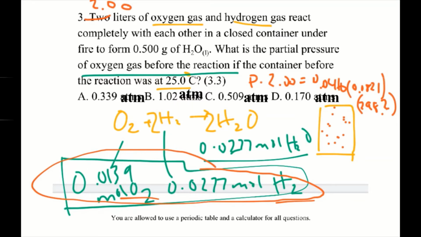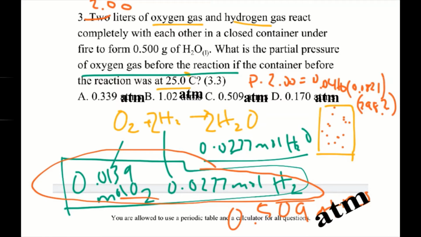So now that we have this, let's just solve for P. 0.0416 times 0.0821 times 298.2, divided by 2. And we get that the total pressure is 0.509 atm.